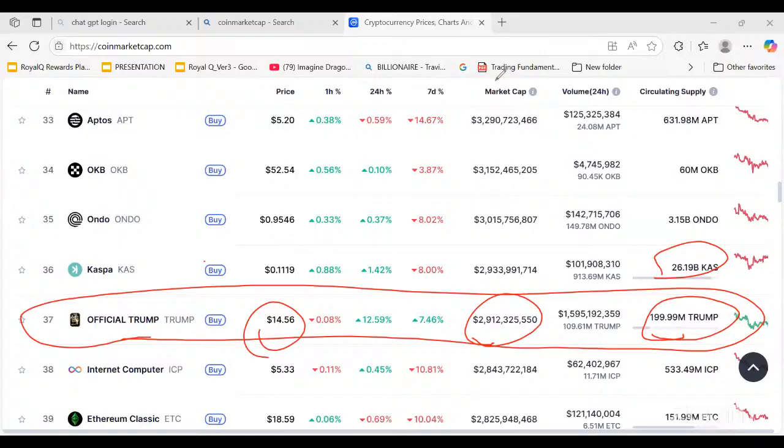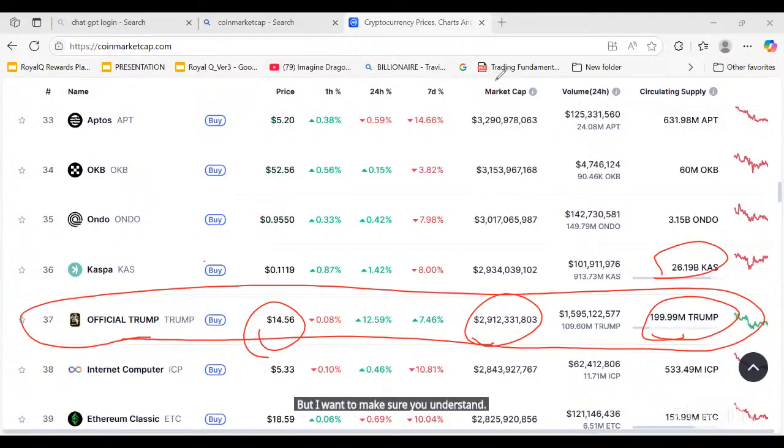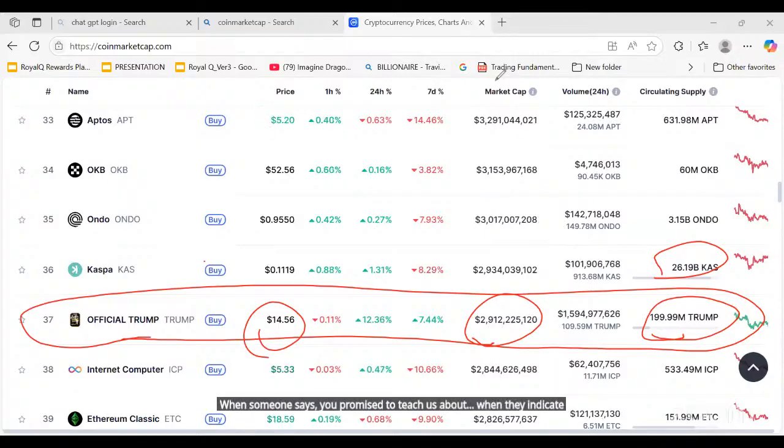Are we there? Are we following? Today's class is a little bit different, but I want to make sure you understand. Someone says you promised to teach us about one day indicator. I think I did.